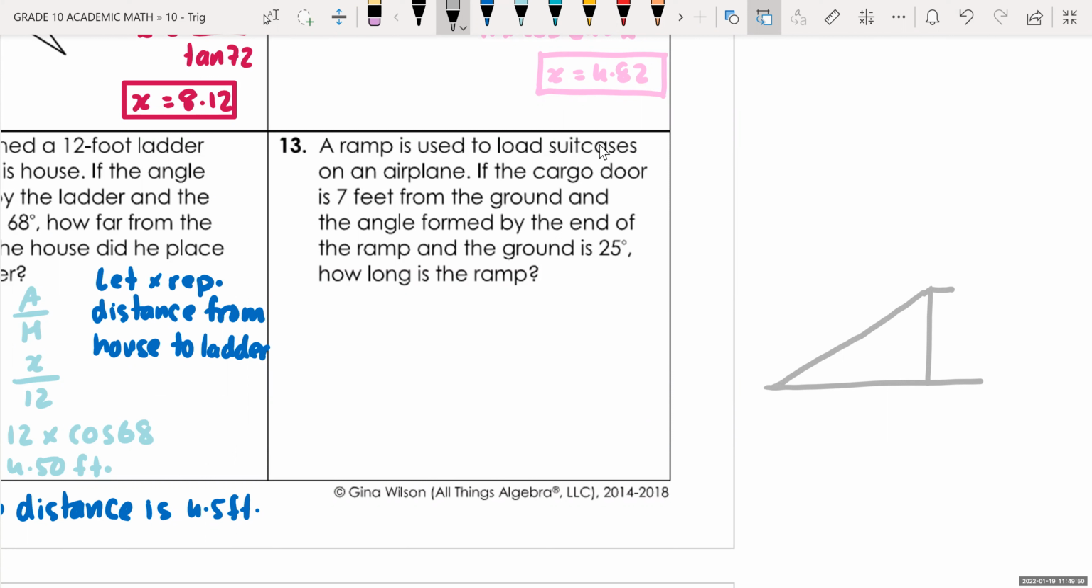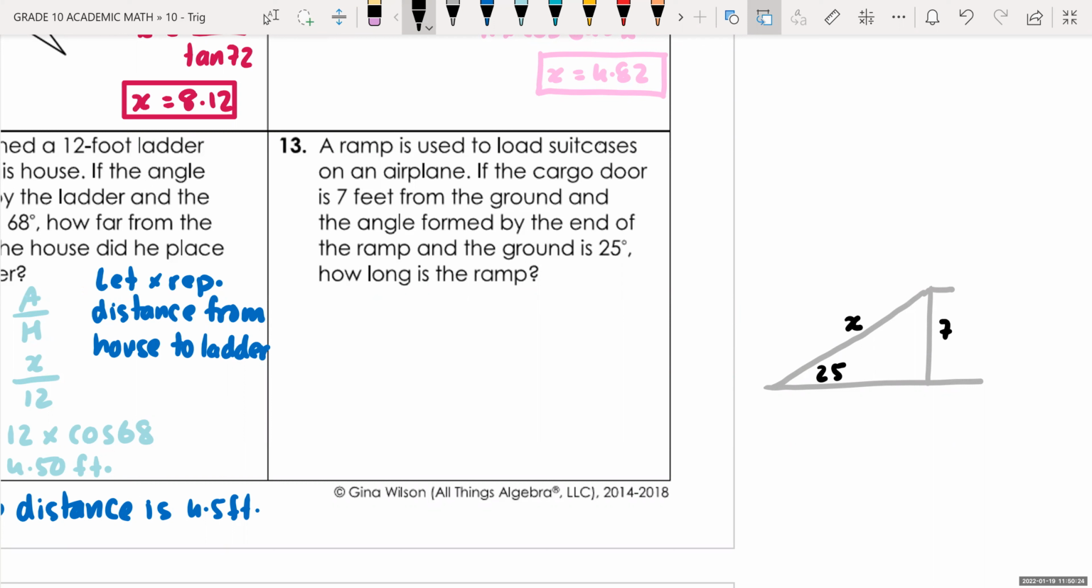So if the cargo door is 7 feet from the ground, that means from the ground all the way to the top of the airplane cargo door is going to be 7 feet. And the angle formed by the ramp and the ground is 25 degrees. I'm going to put the 25 there. How long is the ramp? That means my X is going to go over there. Your diagram may look very different than mine. It really is about how you're visualizing it. But at the end, you need to know the ramp is the angled one, the ground is on the ground, and the cargo door is somewhere high up and the suitcases are going up.